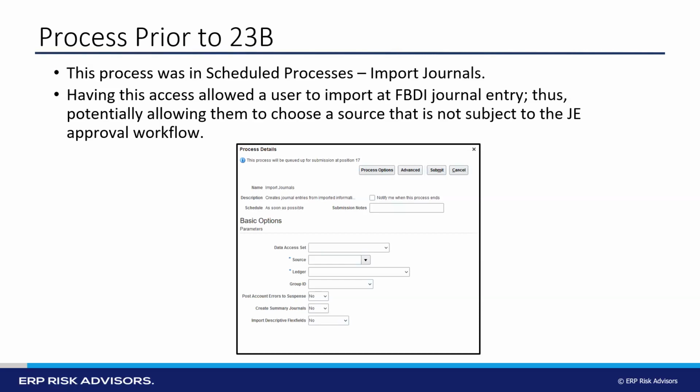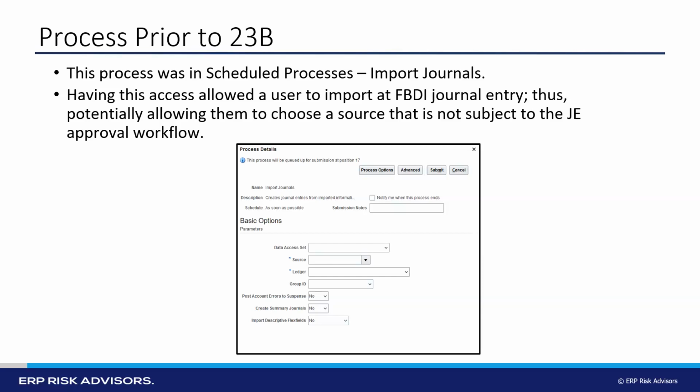If they use an FBDI template, they could choose any source. And this is really the rub. Think about the way that journal sources are set up. Normally you'd expect manual journal entries and ADFDI, which would be spreadsheet source journal entries, to go through the journal approval process. But other subledgers like payables, assets, and so on are not subject to the journal approval workflow. You expect those sources to have the right controls within the subledgers. So when they come into the general ledger itself, those are not subject to the journal approval workflow. They're usually auto-posted.